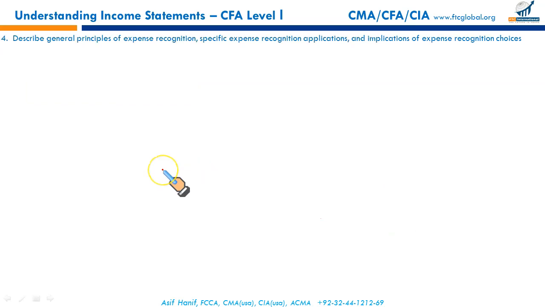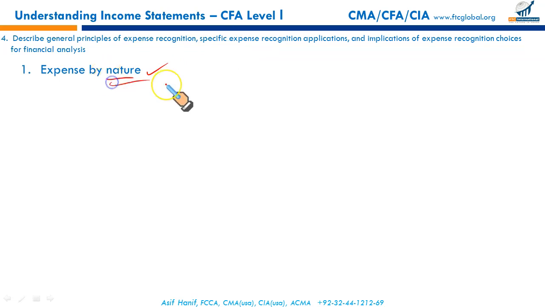Next reading is: describe the general principle of expense recognition, specific expense recognition applications, and application of expense recognition choices for financial analysis. First of all, expenses by nature. When you name the expense, salary, advertisement, rent, insurance, repair and maintenance, and so on, these are called expenses by nature, for what they were incurred. When you say expenses by function, we classify them as selling expenses, administration expenses, cost of production, cost of goods sold. So aggregating expenses through function is called expense by function.